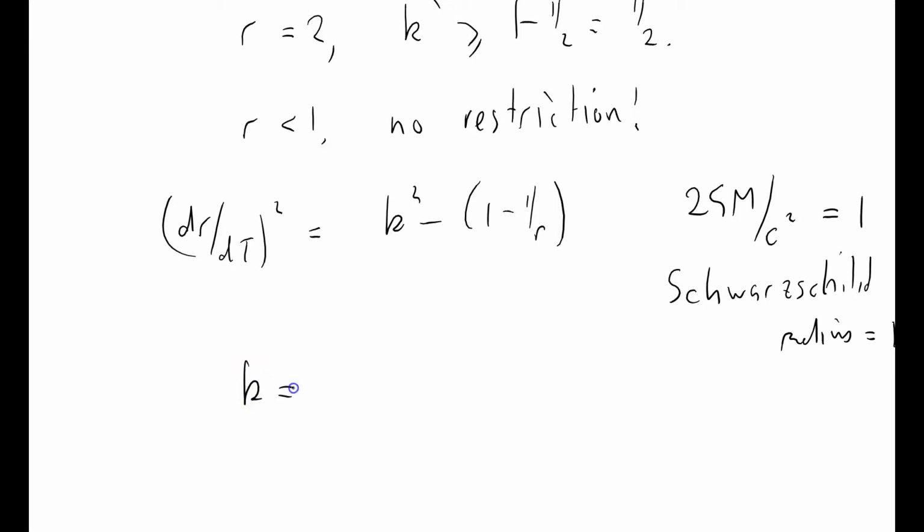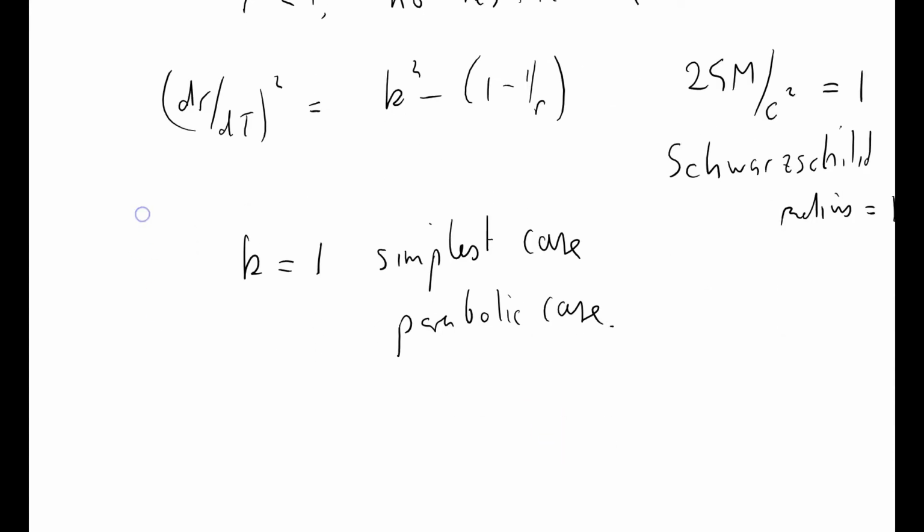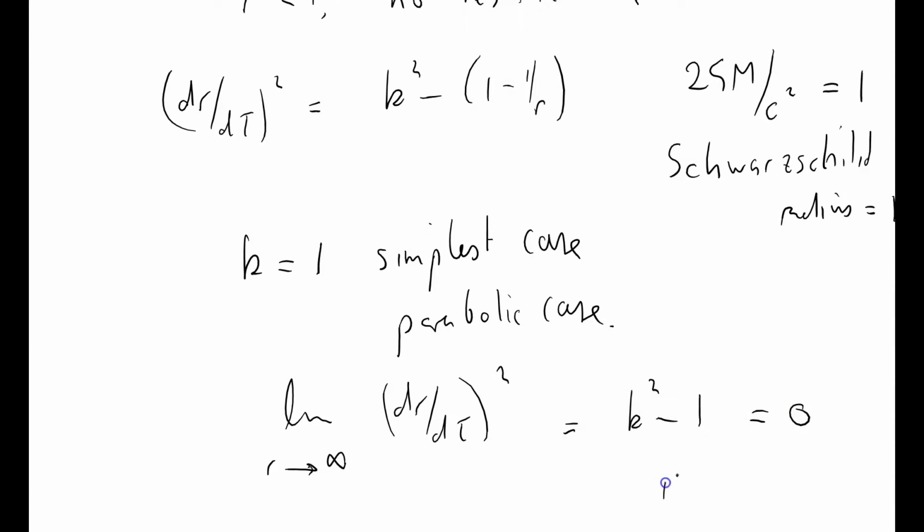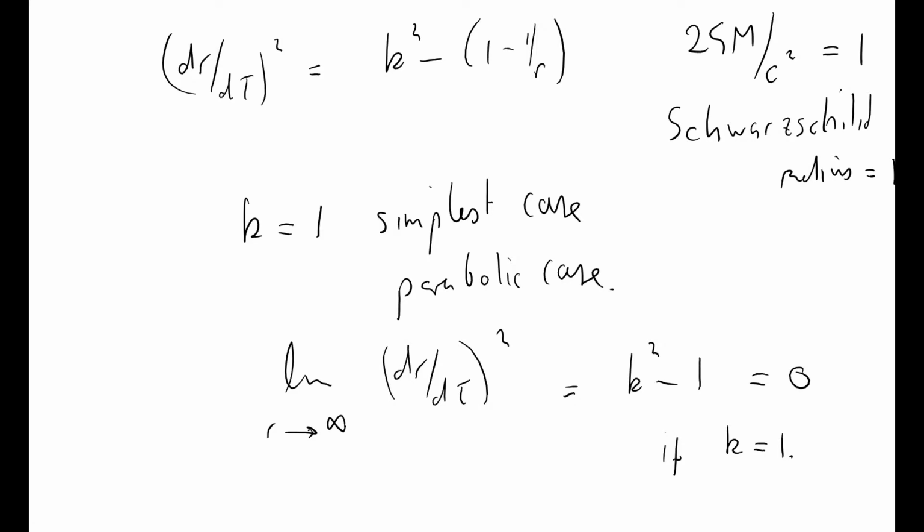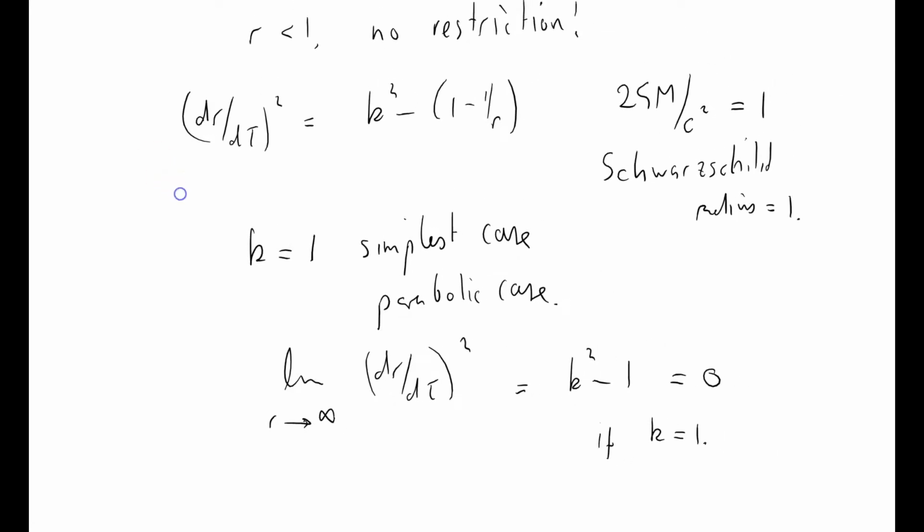If we consider k equals 1, this is the simplest case. This is sort of a parabolic case, because the limit as r approaches infinity of dr by d tau squared equals k squared minus 1, which equals 0 if k equals 1. So that says that far away from the black hole we've got 0 kinetic energy left over. It's a limiting case, a parabolic case, corresponding to 0 kinetic energy at infinity. And the mathematics is much, much easier, as we'll see.